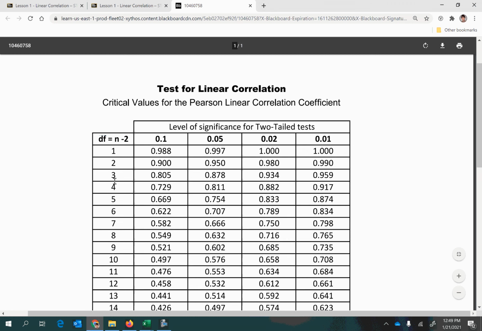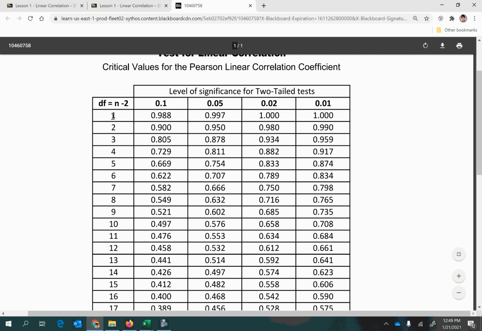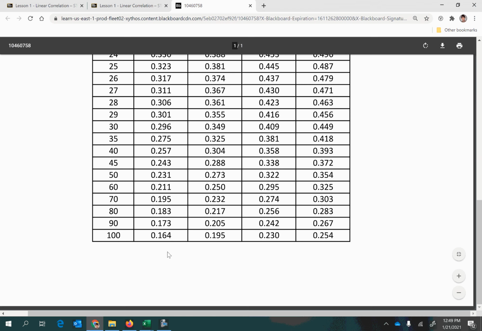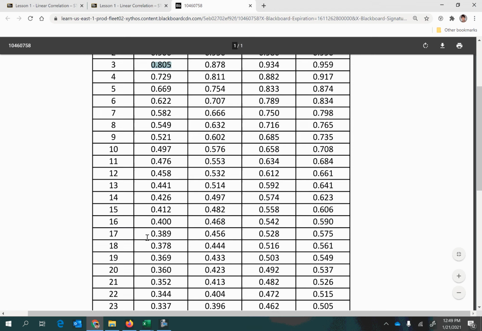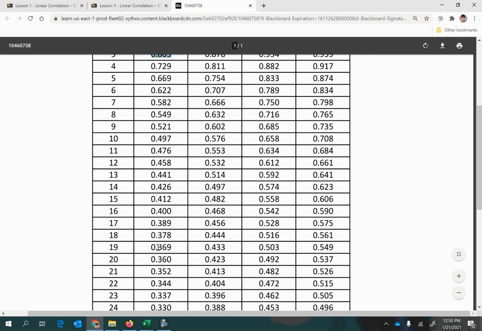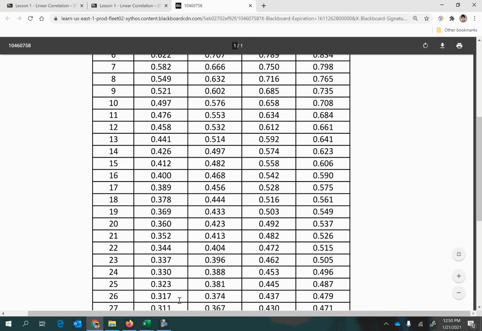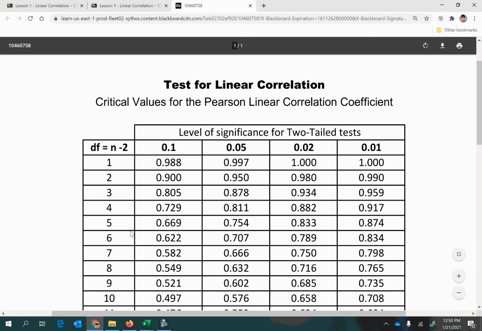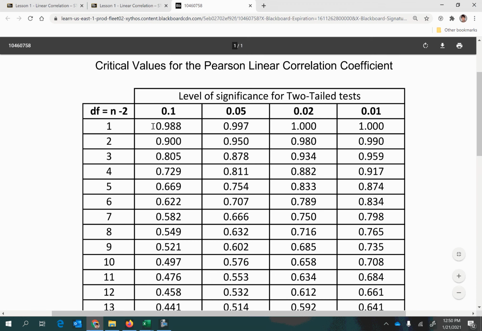And what it really does for us is if we only have a little bit of data, it makes our critical values higher. And if you have a lot of data, it makes your critical values lower and lower. And that's because you don't need to see as much linear strength in your measurement if you have a lot more information. Because the more information you have, the more reliable your results are and the more relaxed you can be.